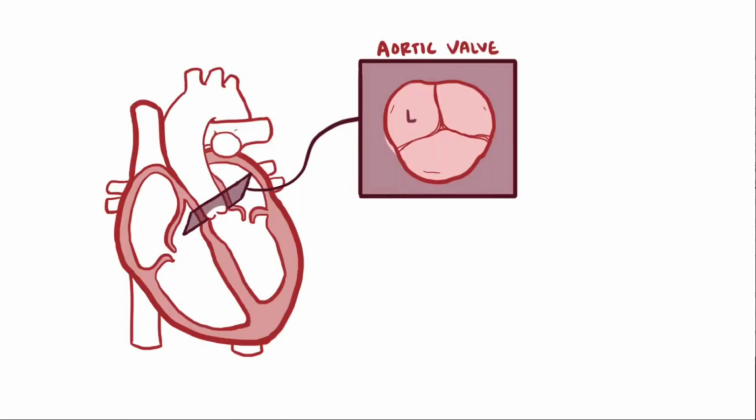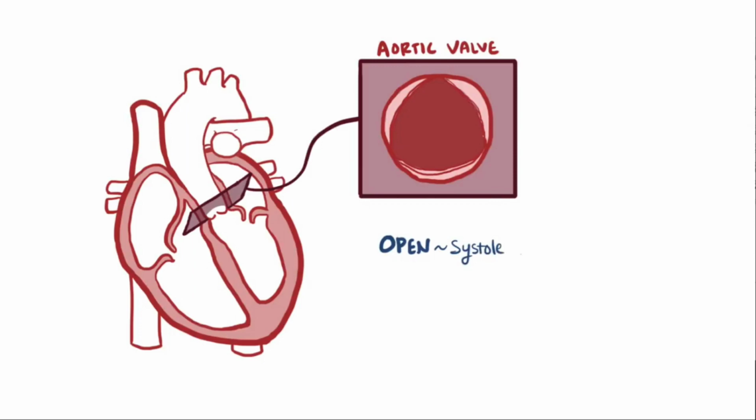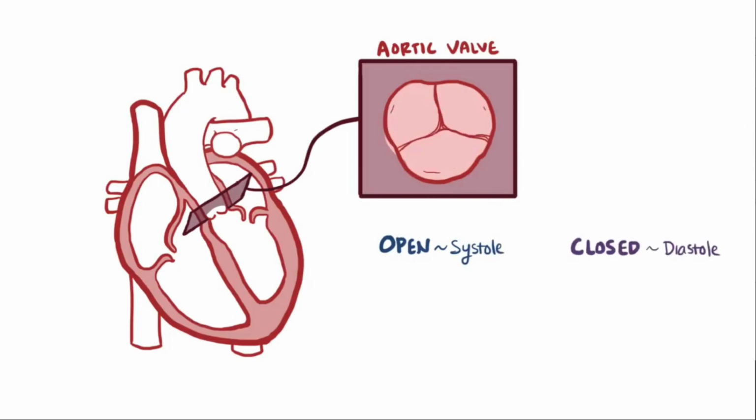Three leaflets: the left, the right, and the posterior leaflet. And it opens during systole to allow blood to be ejected to the body. During diastole, it closes to allow the heart to fill with blood and get ready for another systole.